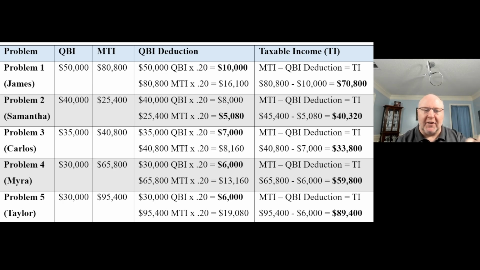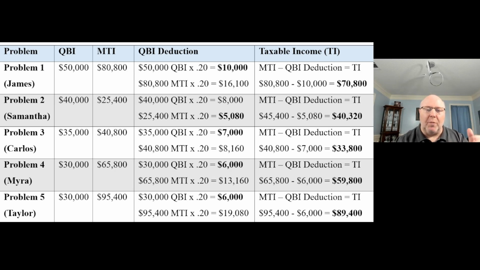So what I did is I brought these problems back from when we were calculating our modified taxable income. We had James, Samantha, Carlos, Myra, and Taylor. In each of those problems, a QBI was provided to you. So we already knew what the QBI was. For example, in question number 1, it said James owns a landscaping LLC and reports $50,000 of QBI. So we didn't have to do anything special with QBI. It was provided for us in the questions.